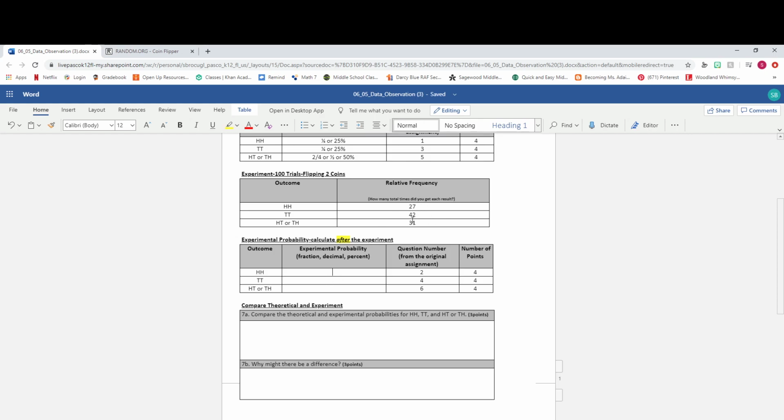Because this is already out of 100, and since percents are out of 100%, all we have to do is add a percent sign.